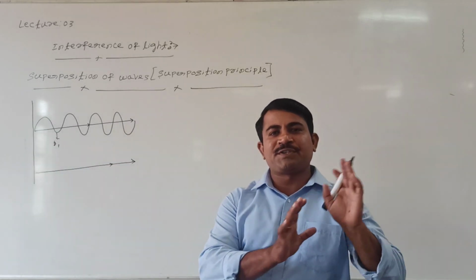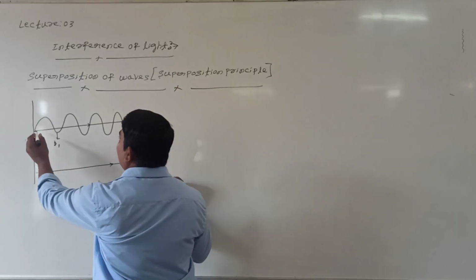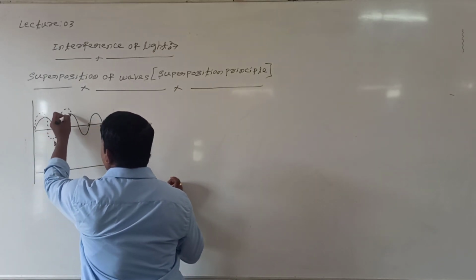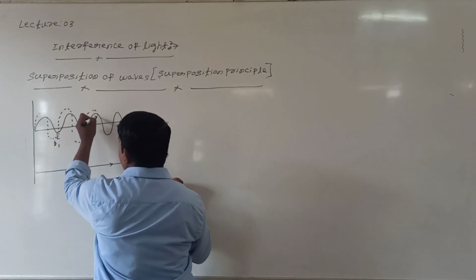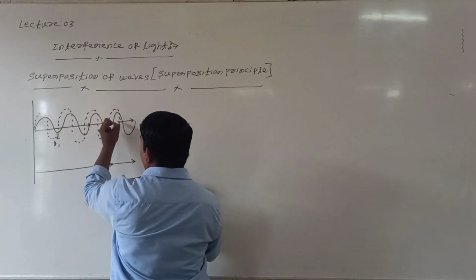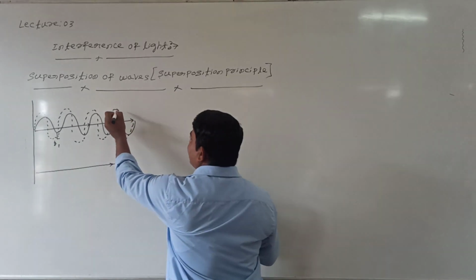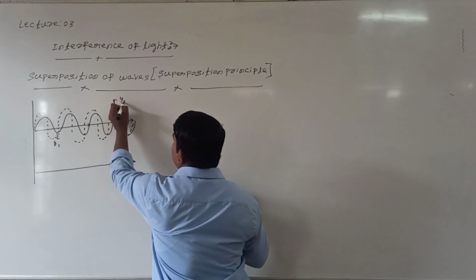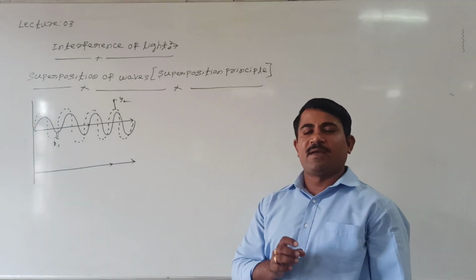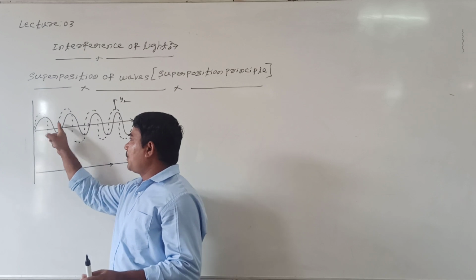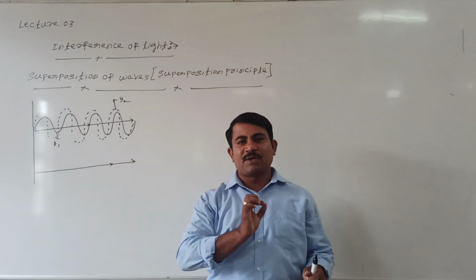Then from that point, consider one more wave is originating. Look at it. I can take one more wave, it can originate like this. Are you following this? Then this wave has how much displacement? This wave has this much displacement. Superposition, I say, is the phenomenon of overlapping of two or more waves, that we are calling superposition.